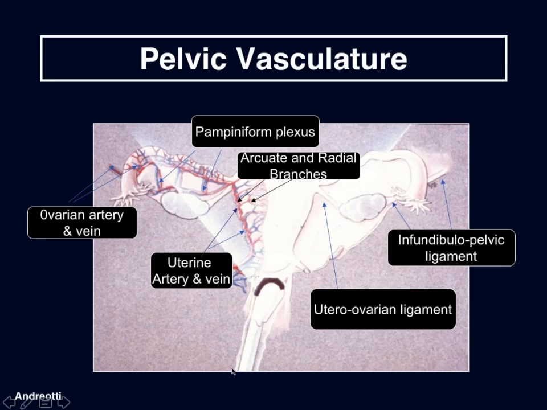So let's move on to pelvic vasculature. First, we're mainly talking about the uterine and ovarian arteries. The uterine artery is a branch of the anterior division of the internal iliac artery running medially on the levator ani muscle to the cervix. The uterine artery then ascends along the lateral aspect of the uterus in the broad ligament to the level of the uterine cornu, right here, where its ovarian branch courses laterally in the utero-ovarian ligament.